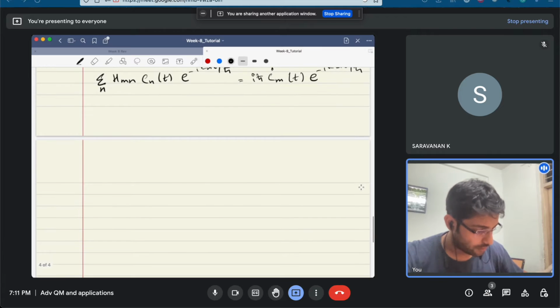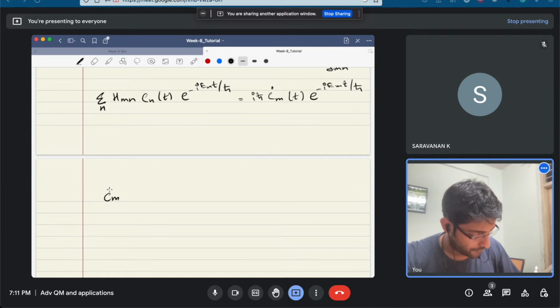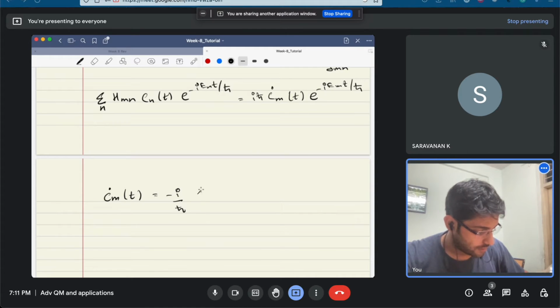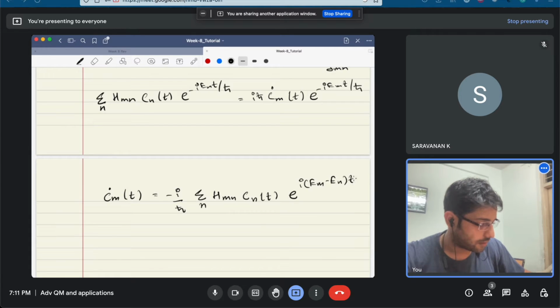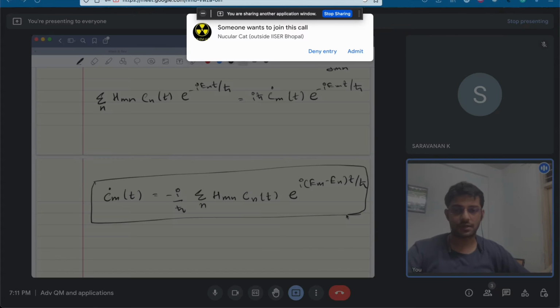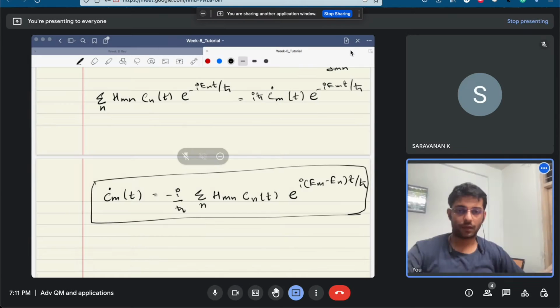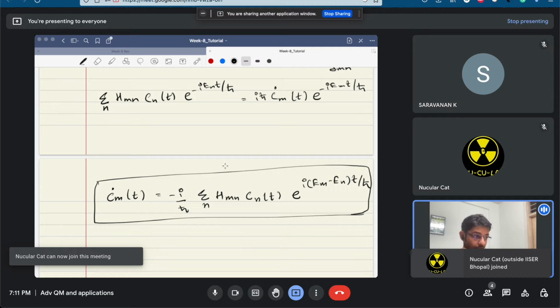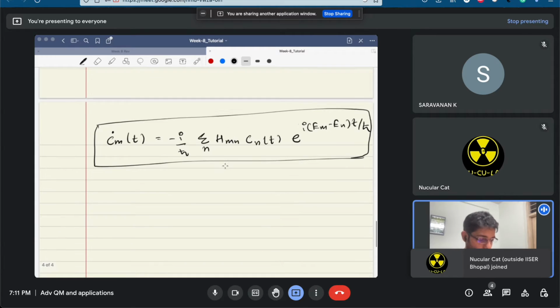So now once you write your Cm dot, you can write it as minus I by h bar summation over n Hmn Cn of t e to the power I Em minus En t by h bar. So this is a generalized time dependent coefficient for an n level system. Okay, now once you have this, you can next consider other cases.